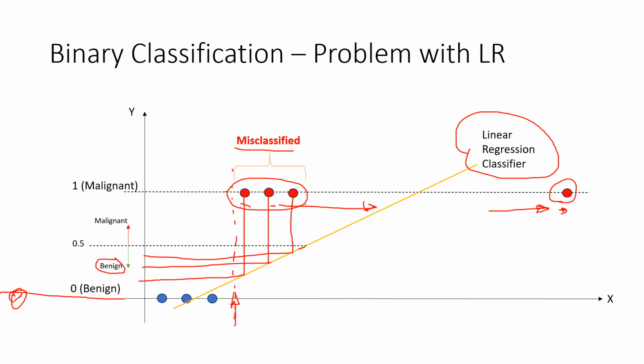Otherwise it would be misclassifying, giving some effect that is not required, right? Because of this property, this has created these misclassifications. So we need to have some other function instead of linear regression.